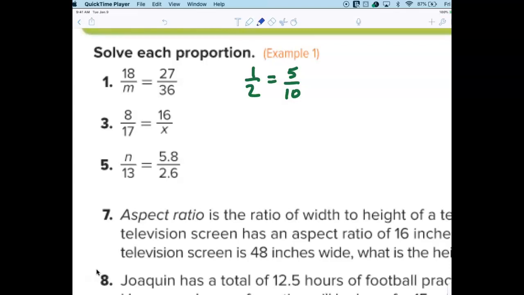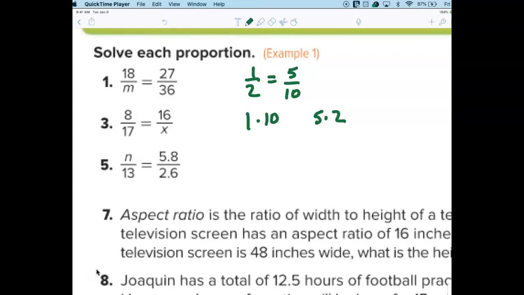If I multiplied 1 times 10 and I multiplied 5 times 2, what? They equal the same thing. That's why you do that. Listen to me. Fractions are equal if you multiply the denominator and the numerator together of opposite fractions. Is everybody with me on this?